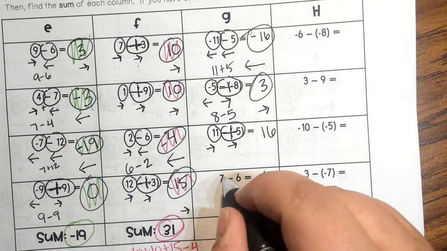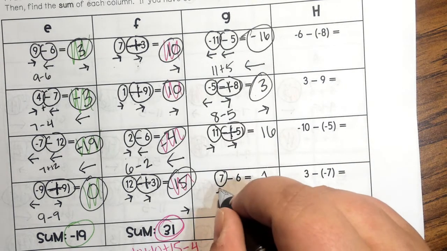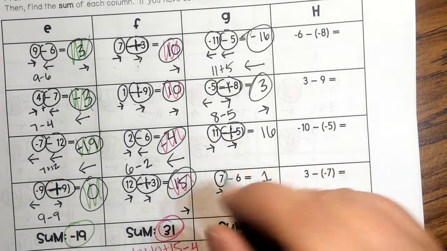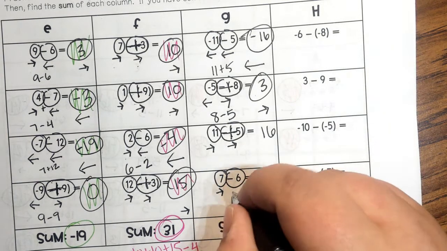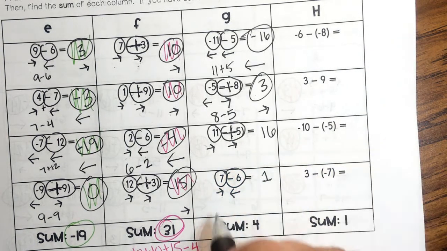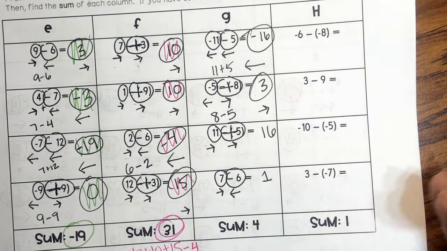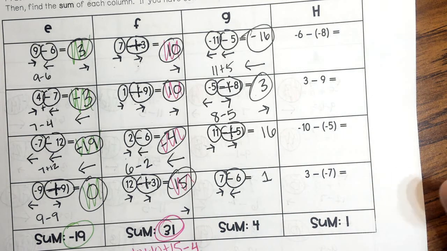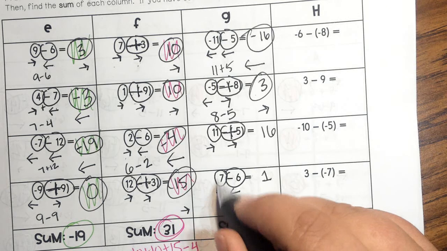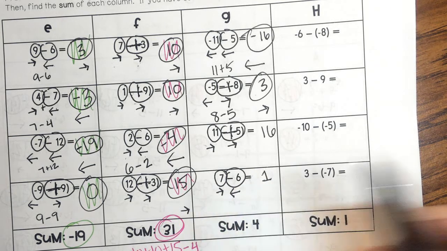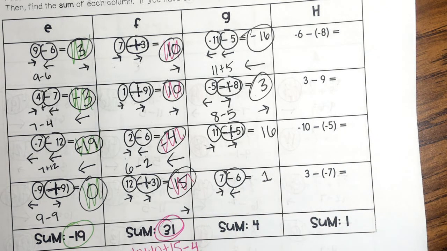If we wanted to look at that process, we could circle 7 and know that 7 goes to the right of 0 because it's positive. Circle negative 6, which goes to the left because it's negative. Those are different directions, so we're thinking about the difference between 6 and 7, which is 1. And there are more positives here. 7 is bigger than 6, so our final direction should go to the right.